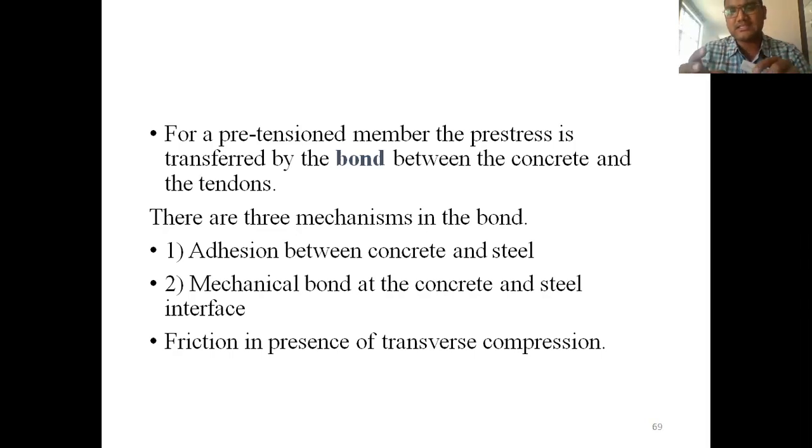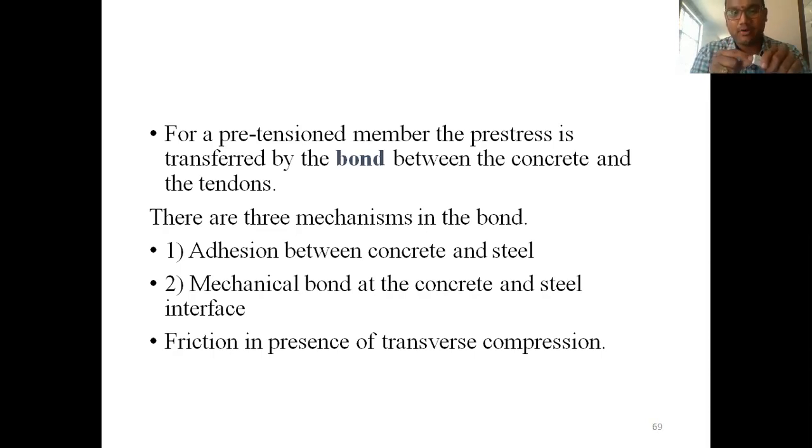So there are three mechanisms. There are usually three mechanisms in the bond. First one is adhesion between concrete and steel. What do you mean by adhesion? Adhesion, you know, abrasion, adhesion, you know, the contact between the concrete and steel. So we call it adhesion, a contact matter.